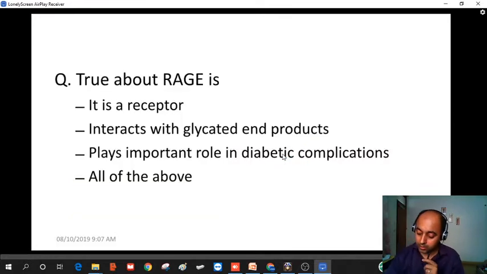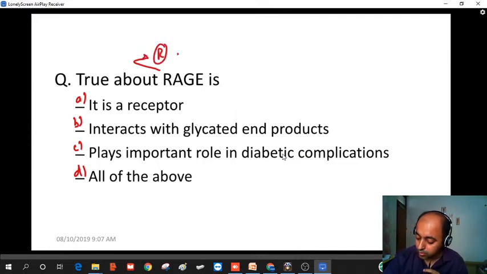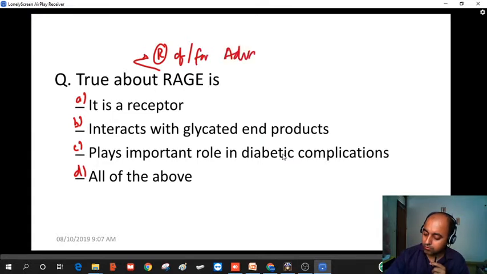This is an information which you should know. RAGE stands for receptor of advanced glycation end products. Very good, I can see a lot of you have given the correct answer: advanced glycation end products.